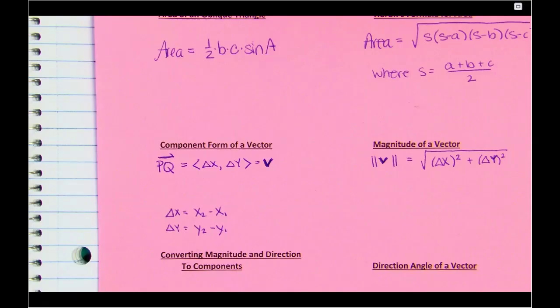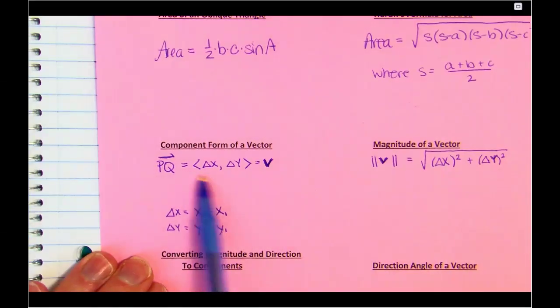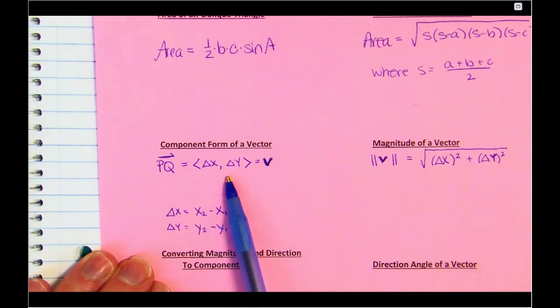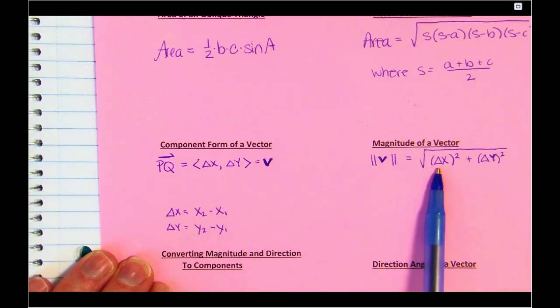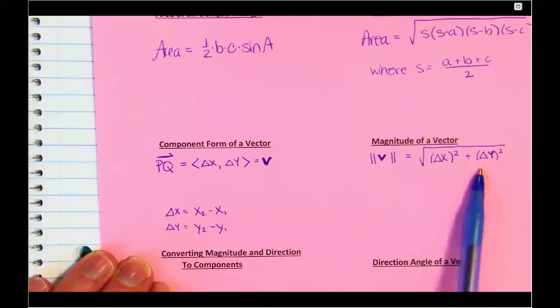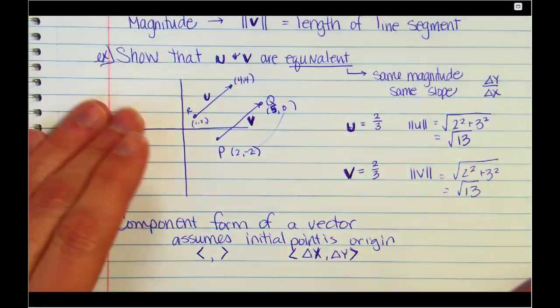Listen to the connection. This is why I chose to write these the way we do. If we are dealing with the component form of a vector already, the two numbers that we will see, I'll show you in a second, are already the delta x and the delta y. So it's very easy to find the slope then because it's already there, and it's very easy to find the magnitude because I already have the pieces I need. So let me give you an example.